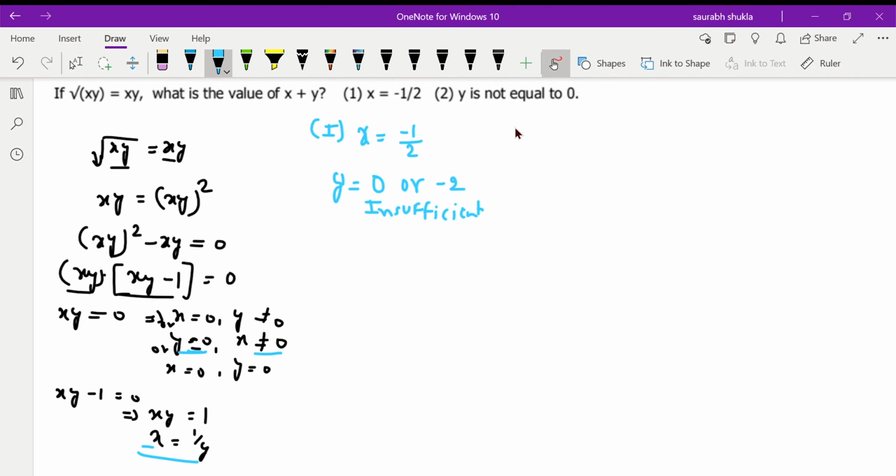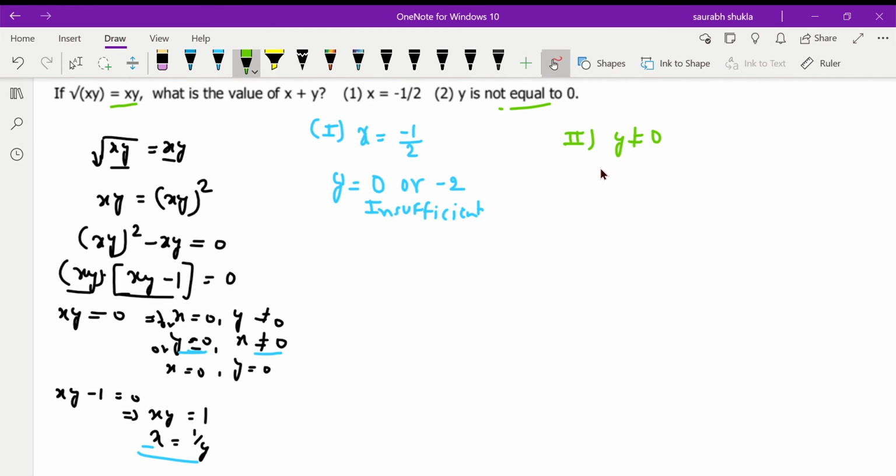Now, when we consider the first statement and it is not sufficient, we go to the second statement, right? So now let us go to the second statement, and it says y is not equal to 0. Now forget about the first statement. We are going to erase it from our memory. The only thing we need to do is consider the stem information and then consider the statement to be true. So now we are given that y is not equal to 0.